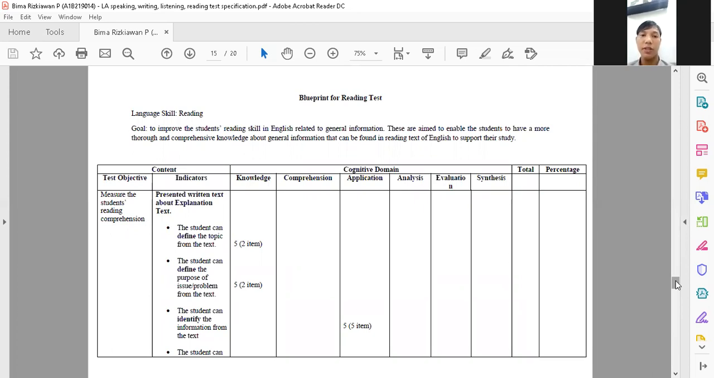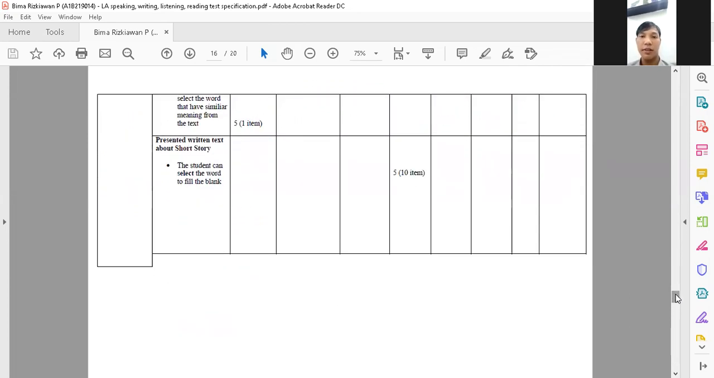The first, the student can define the topic from the text, 2 items. The student can define the purpose of the issue or problem from the text, 2 items. The students can define the information items, and the students can select the word that has similar meaning from the text, 1 item, and the presented written text is about a short story. The student can select the word to fill the blank, 10 items.